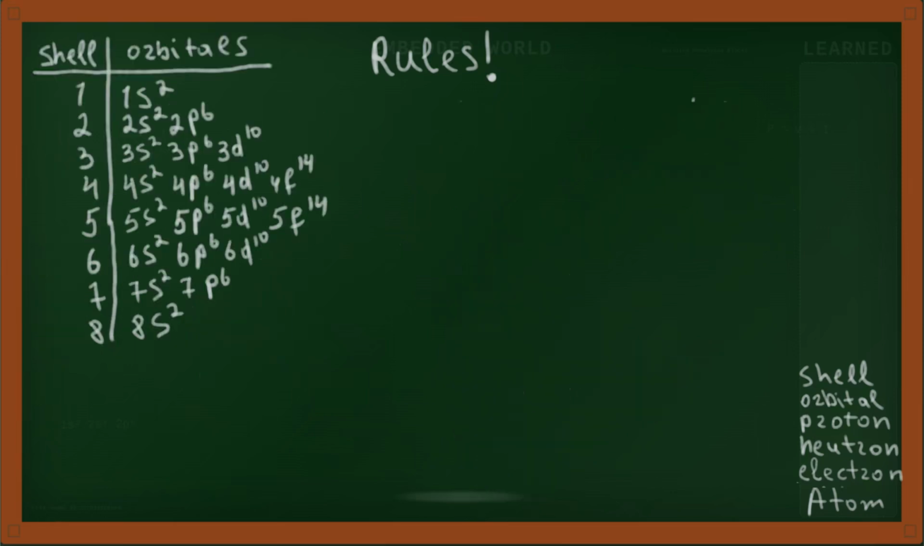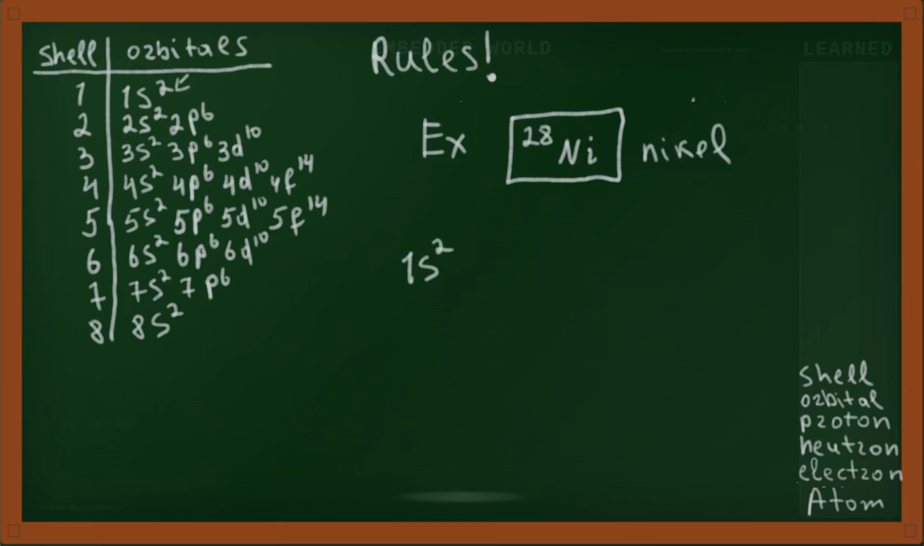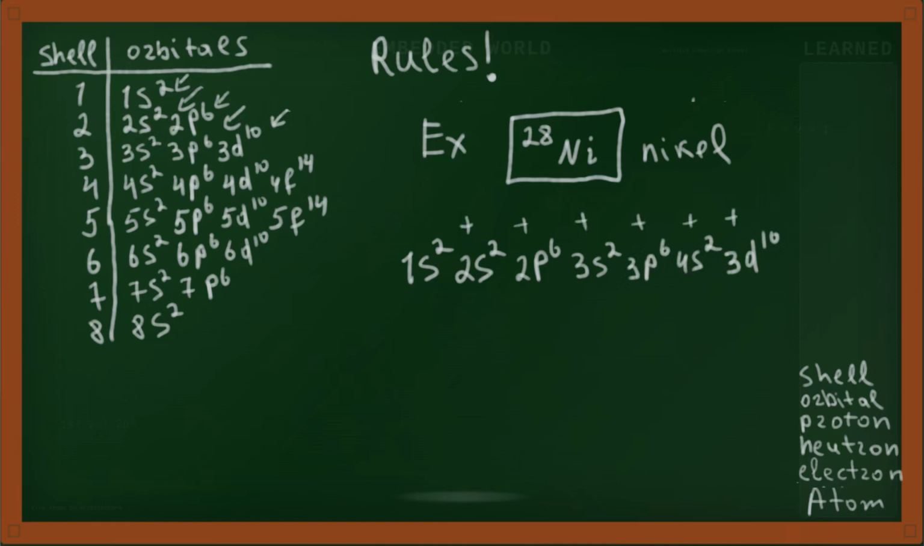Let's put that in here and do an electron configuration for some element. It has atomic number of 28, which is nickel by the way. We look at cheat sheet and go from top right diagonally. So we start with 1s2, 2s2, 2p6, 3s2, 3p6, 4s2, 3d10, and let's stop here and count the electrons.